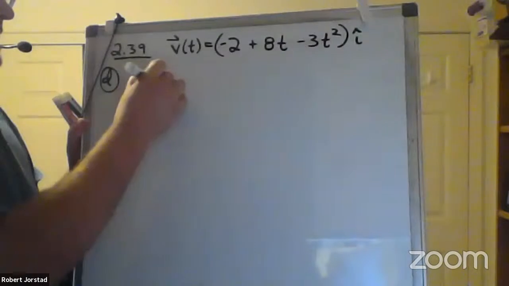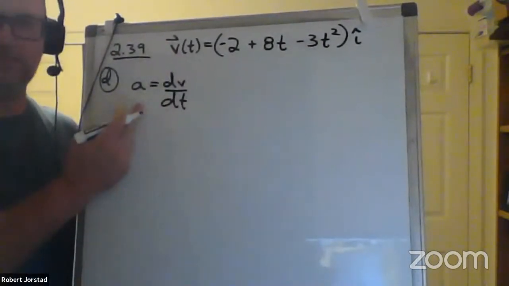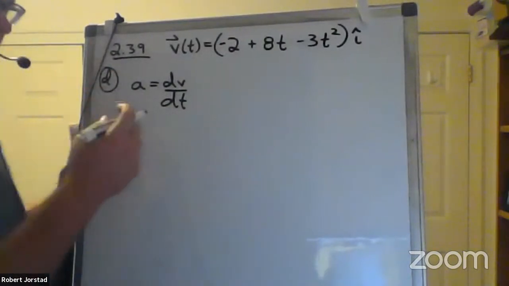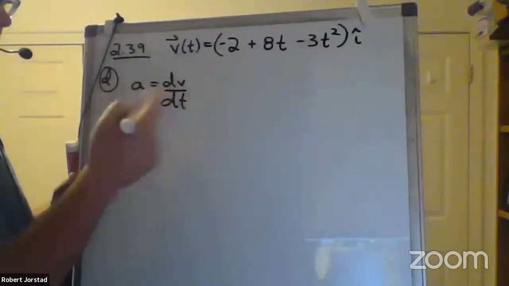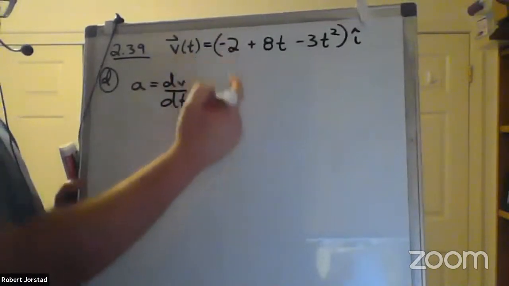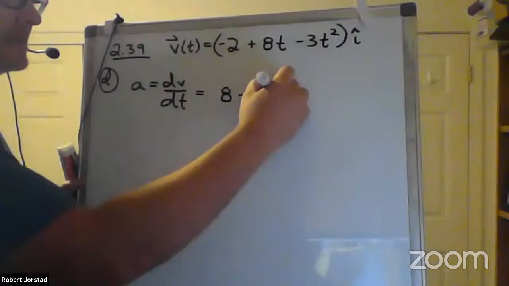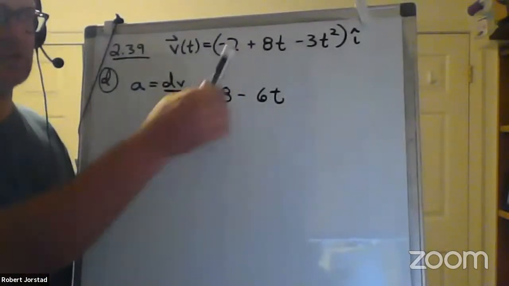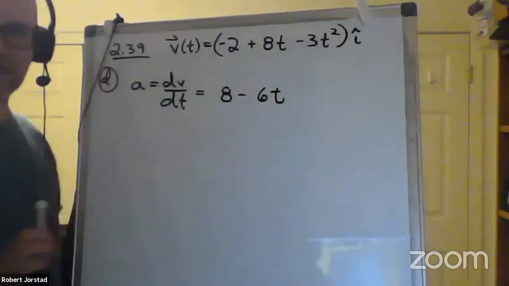So we know that A equals dV/dt. Again, I'm not drawing the vector arrows here, but we know they are there. There's an implied I hat on both of these, and they just cancel out all the time. So when I do this one, when I take the derivative of 2, it goes away. What do I get? 8 minus 6t. All right. Now, obviously, we know the units already. We know the I hat is there, so this is done.